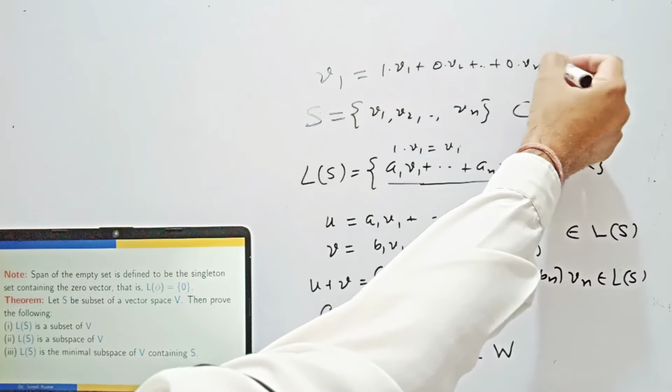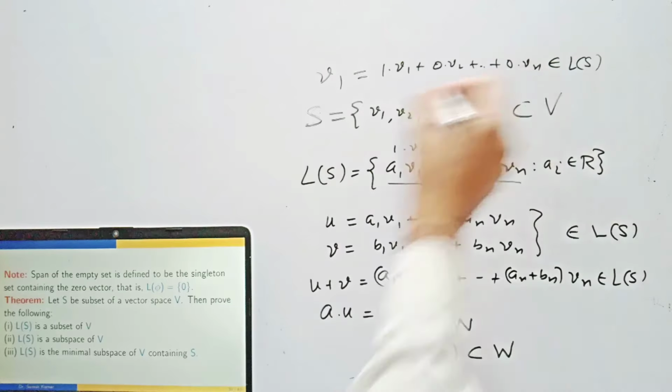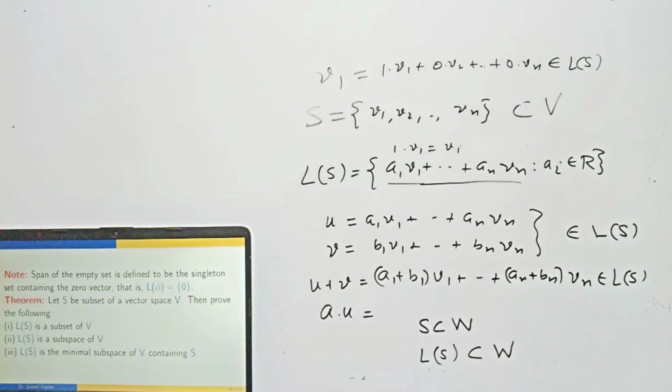It is a linear combination of members of S, so it belongs to Ls. So V1 is a member of S, it goes to Ls, likewise V2, V3 and so on. So S is a subset of Ls. W is any subspace containing S. We have to show that Ls is contained in W. So this shows that Ls is the minimal subspace containing S.